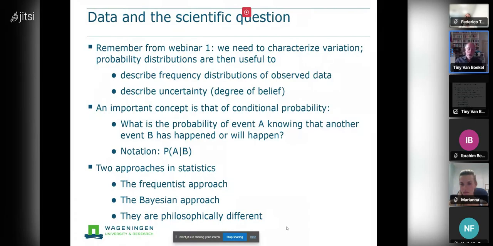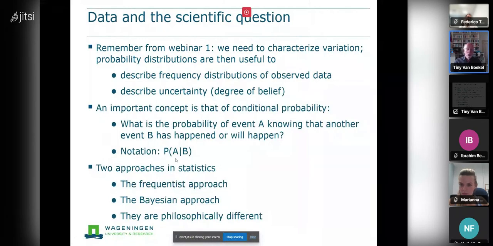I also showed last time in part 1 that conditional probability is a very important concept, and we are going to use that today also extensively. And just to remind you, what is conditional probability? It is the probability of one event knowing that another event has happened or will happen. And the notation for this is listed here. It's the probability of A given that B has occurred or will occur.